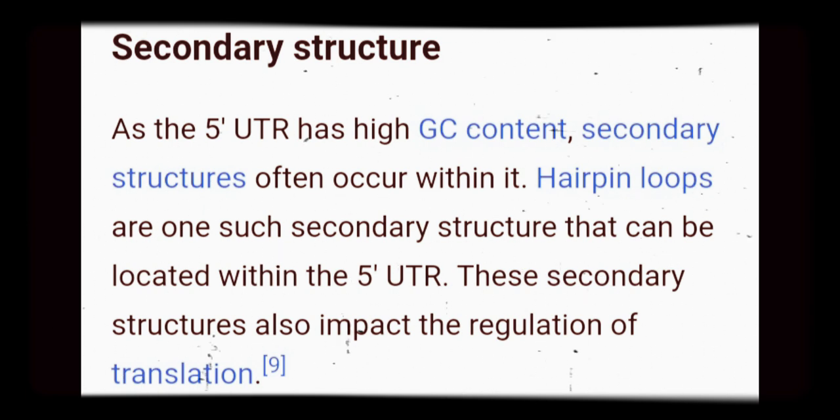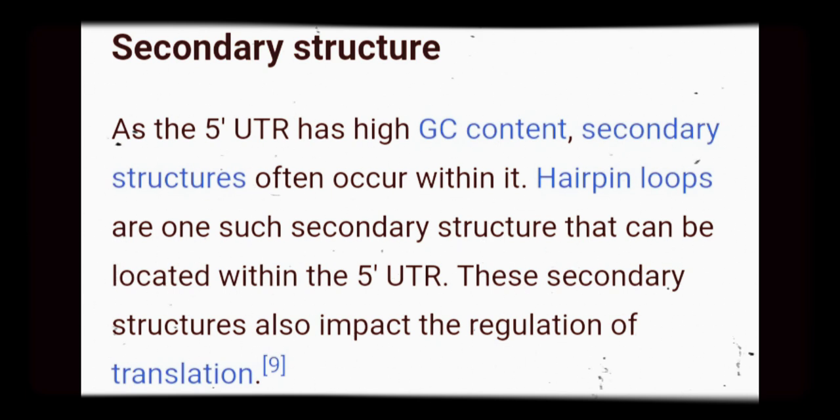Now, as the 5' UTR has a high GC content, secondary structures often occur within it, like hairpin loops, as I have shown you in the figure a little bit ago. Hairpin loops are among the most common secondary structures that can be located within this 5' UTR. This secondary structure can also affect the regulation of the translation process.